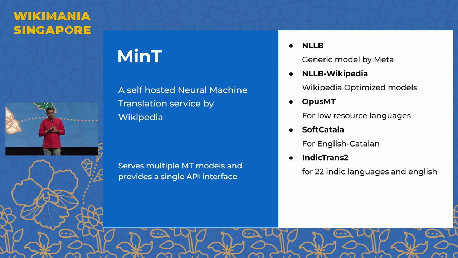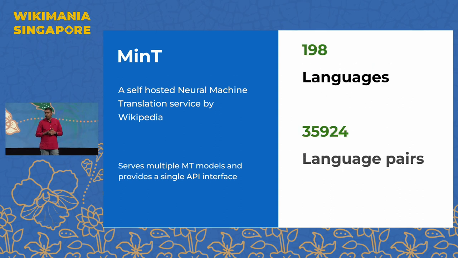And then recently, the IndicTrans2 project by IIT Chennai released a machine translation model for 22 Indian languages, and from feedback and testing, we found that it's the state of the art machine translation model for 22 Indian languages, from English or from these languages to English. So we integrated that as well. Combining all these backends, we provide a unified interface, and we can support machine translation for 198 languages, which is, I think, probably one of the largest machine translation systems in production anywhere in the world. And when I say 198 languages, it's the unique number of languages.